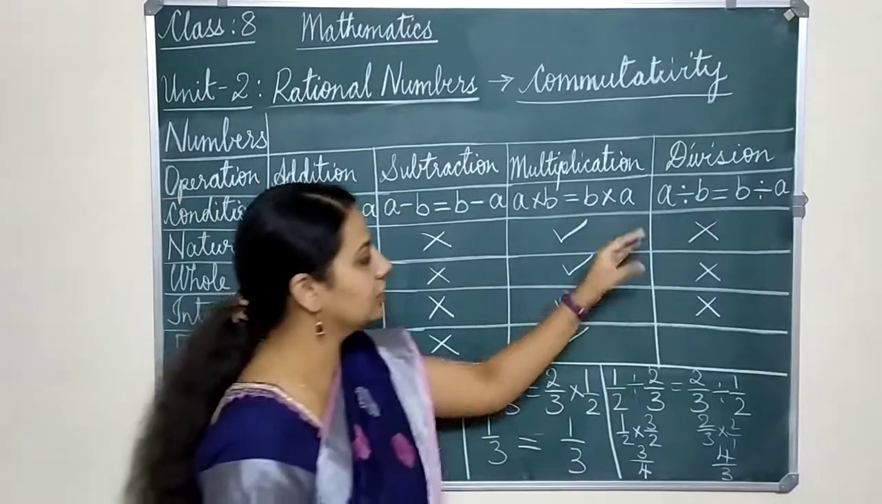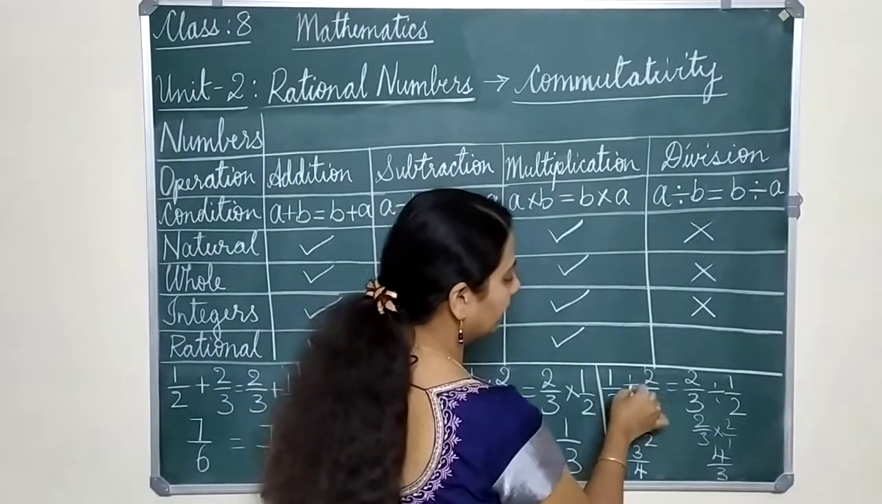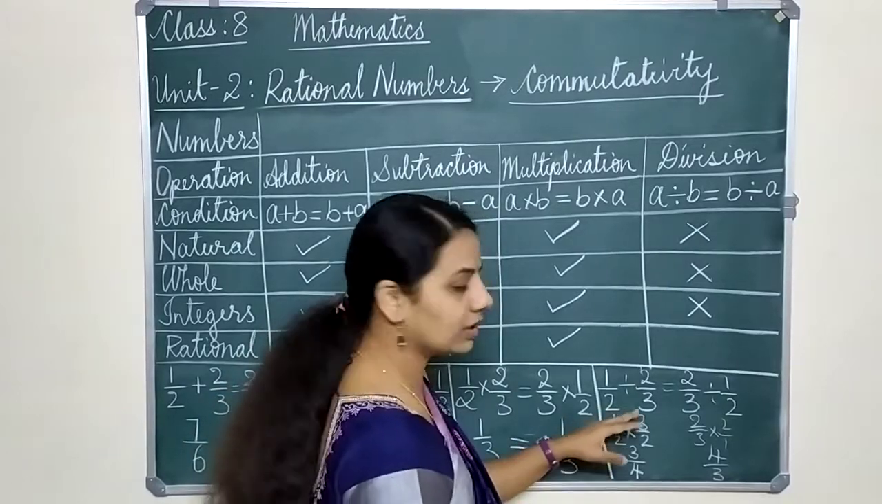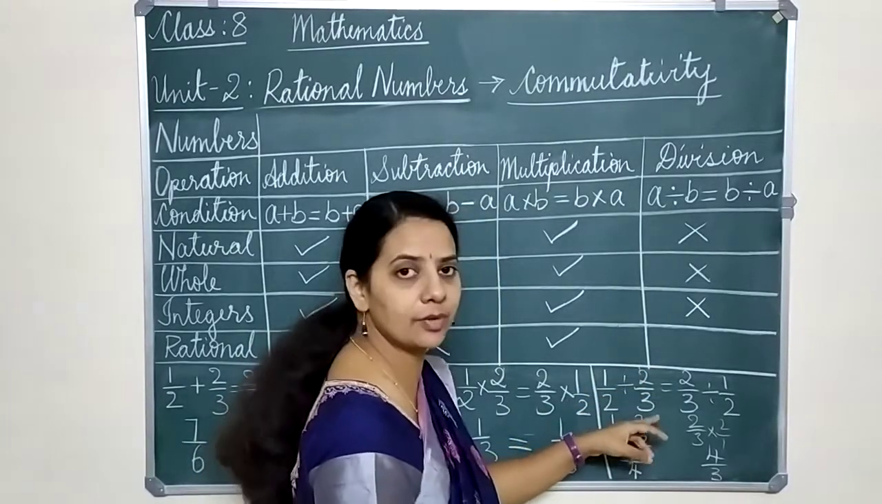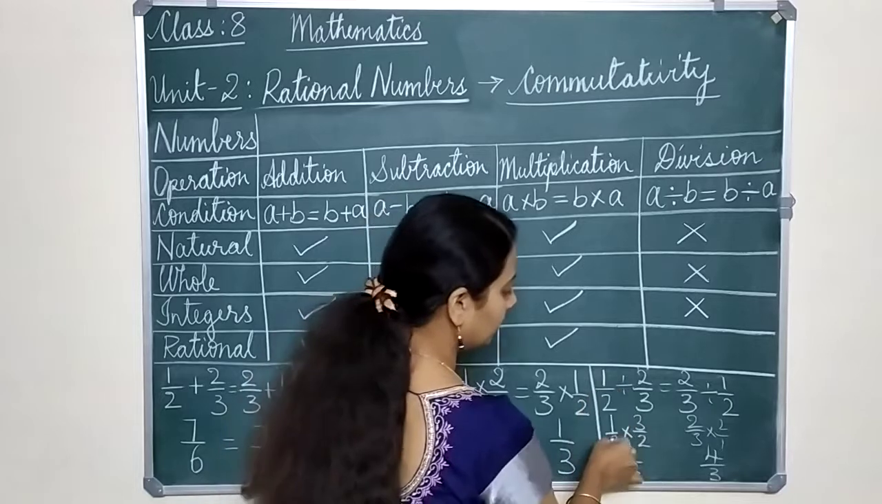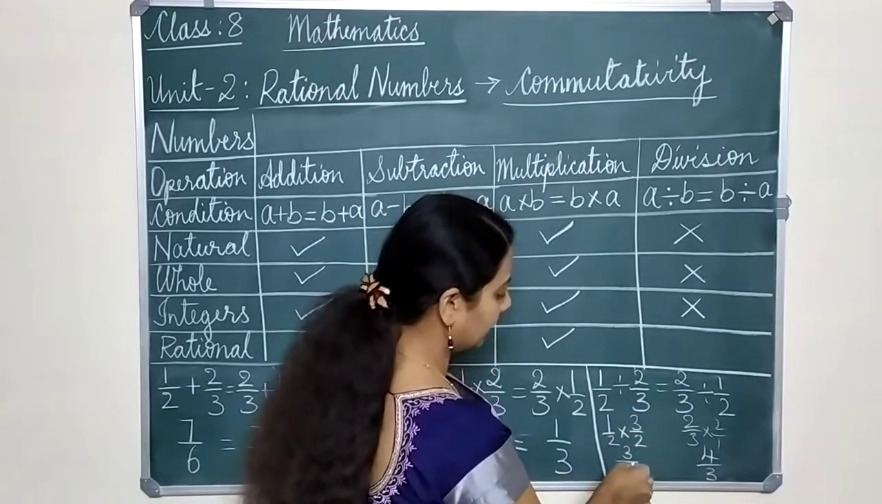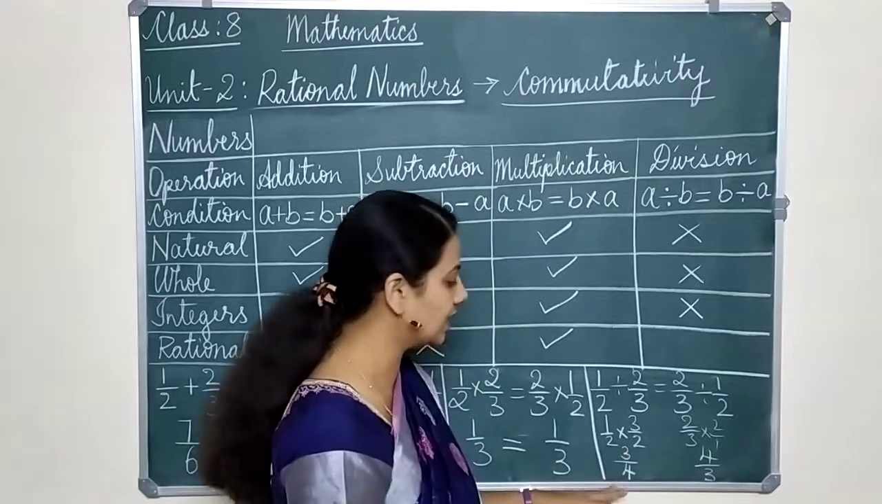Now coming to division. So 1 by 2 divided by 2 by 3. What do we do for division? We have to take the reciprocal of the divisor. So 1 by 2 as it is, 2 by 3 becomes 3 by 2, and multiply these two, you will get 3 by 4 as the answer.